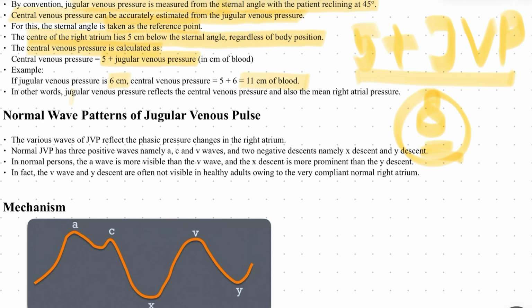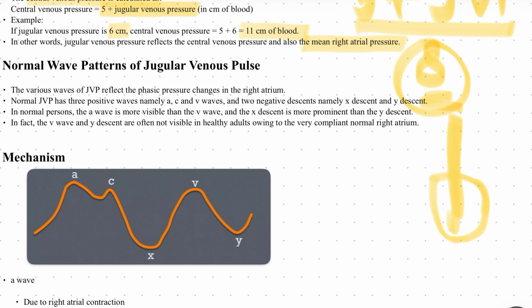In other words, jugular venous pressure reflects the central venous pressure and also the right mean atrial pressure, because it is directly entering the atrium. I mean atria, sorry, not artery.